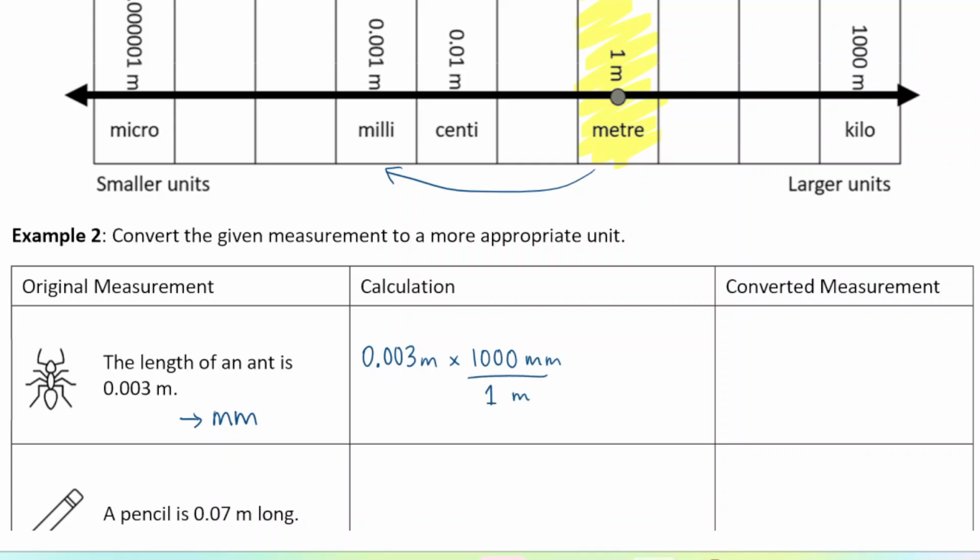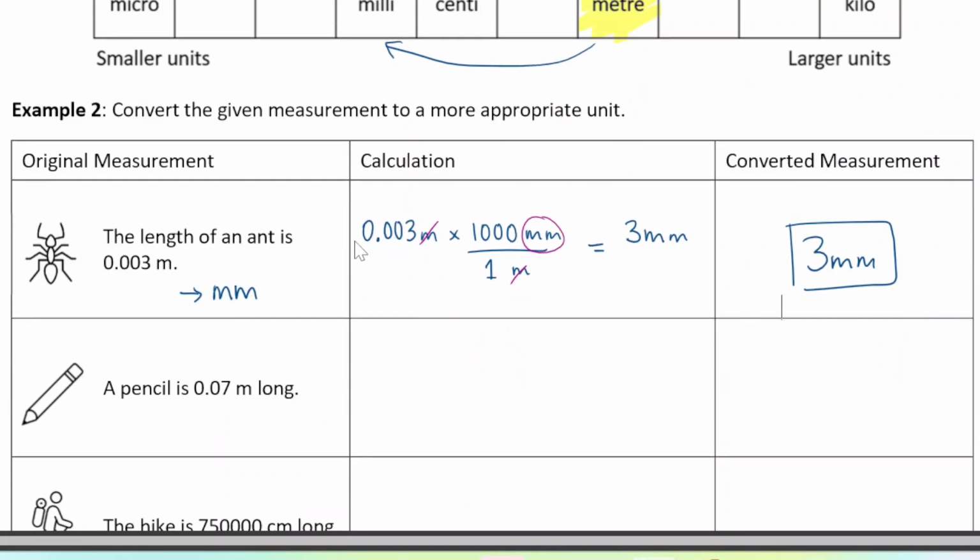And what you want to do is set it up so that whatever we're changing to is in the numerator there, and whatever we're going from is canceled out like this. So we're leaving meters and we're going to millimeters. And that's going to move the decimal place over 3 times, and we're going to end up with 3 millimeters. That's much easier to visualize. The length of the ant is 3 millimeters rather than 0.03 meters.